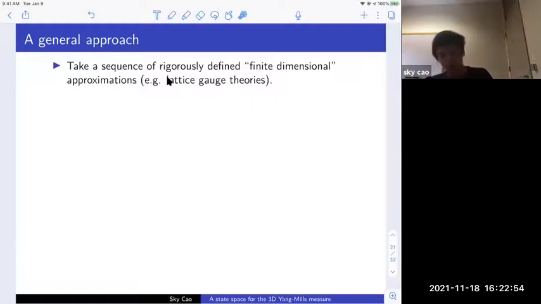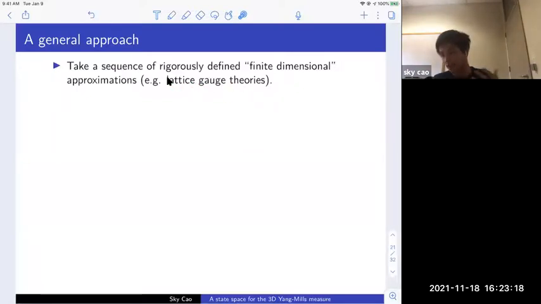Well, one general approach is to first take a sequence of rigorously defined finite dimensional approximations. For Yang-Mills theories, these approximations would be, for instance, lattice gauge theories. In this talk, I won't define lattice gauge theories, but just know that they are basically obtained if you discretize the underlying space, which for us is a torus, by a lattice.